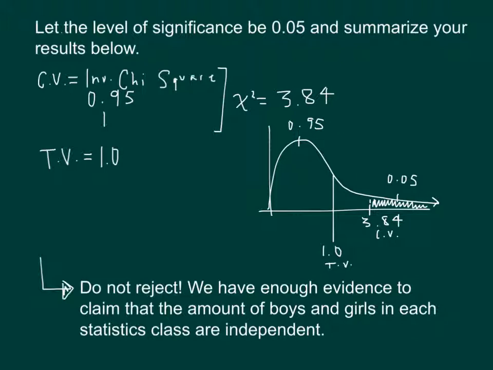We will plot 3.85, which is what we got as the critical value, on the graph. Then we must refer back to the test value, which we got, which is 1.0. We then graph that on the right-tailed graph. Since 1.0, the test value, does not lie in the critical range of the critical value, it lies outside of that. We do not reject. We now have enough evidence to claim that the amount of boys and girls in each of Miss Cave's statistics classes are independent of each other.